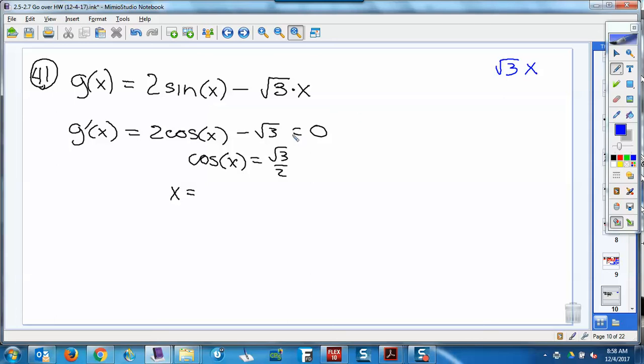So I went ahead and did g prime, set it equal to 0, added the square root of 3, divided by 2. When does cosine equal square root of 3 over 2? Cosine is the x, remember. Pi 6 and 11 pi 6. Right? Pi 6 and 11 pi 6.